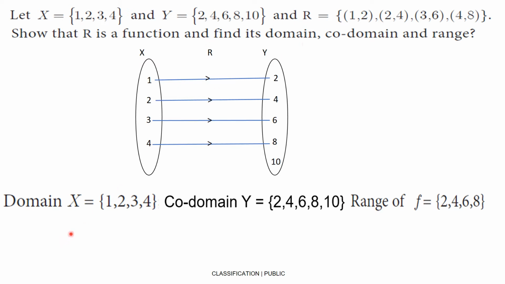Domain is X, that is elements 1, 2, 3, 4. Codomain Y, elements 2, 4, 6, 8, 10. And range, what are the elements related? That is 2, 4, 6, 8. Understood?